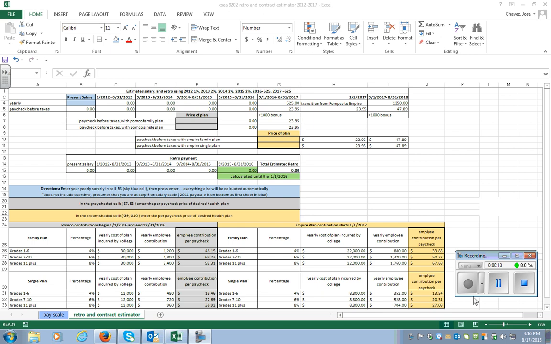Today I have for you the retro and contract estimator for the years 2012 through 2017. Before we get started, I'd like you to know that I really have three goals for this spreadsheet. The first is for our membership to be able to make informed decisions. Second is for our membership to have a thorough understanding of the numbers. And last but not least, this sheet is designed to show no bias towards a particular stance on this contract.